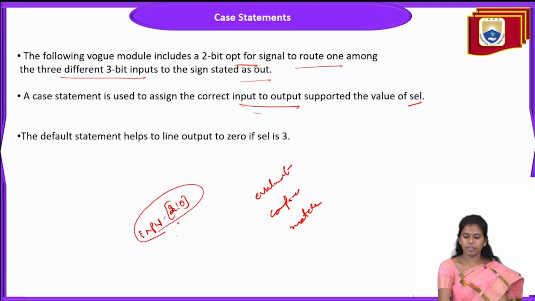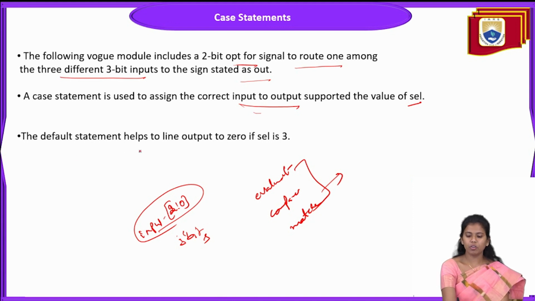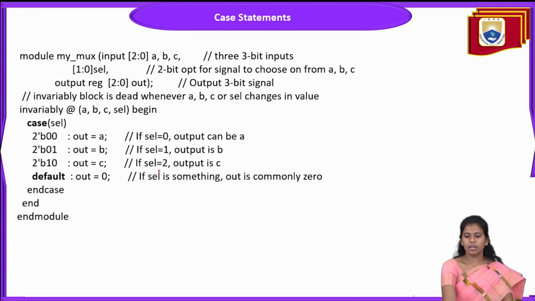I am considering 3 bits. Out of these 3 bits, by using the case statement, I need to sort out all these things. Finally, I must give the output with respect to the value that I have selected. The default statement helps to set the output to 0 if selection is 3. So this is the example that I am considering. Here my module is multiplexer.